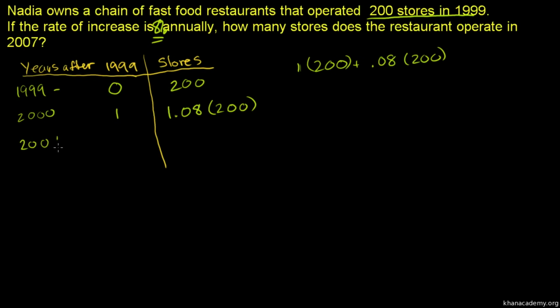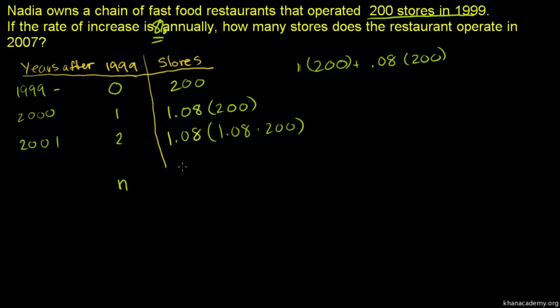Then in 2001, I think you understand what's going on. This is now 2 years after 1999. You're going to grow 8% from this number. So you're going to multiply 1.08 times 1.08 times 200, about 2. I think you get the general gist. If it's 3 years after 1999, it's going to be 1.08 cubed, and so on.